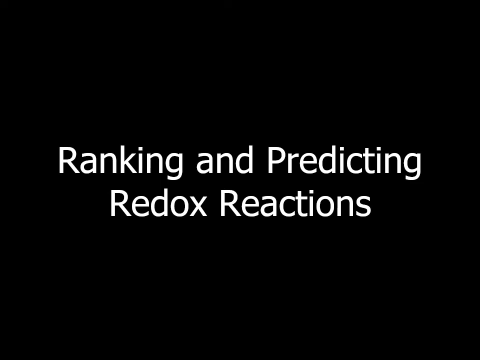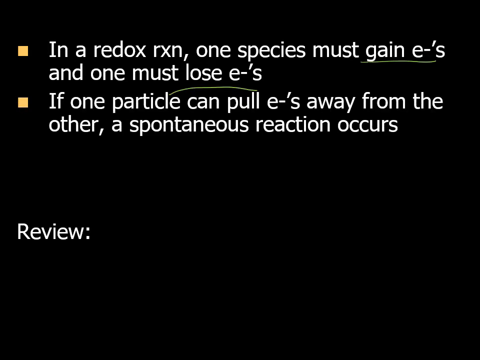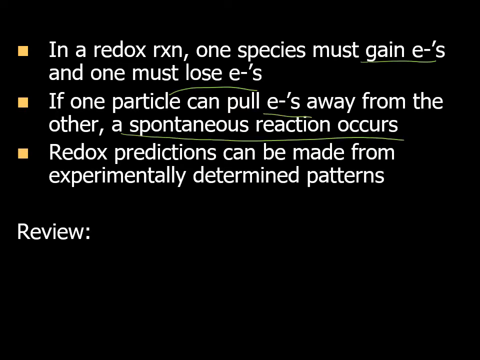Ranking and predicting redox reactions. So in a redox reaction, there's always going to be one species that is gaining electrons and always one that is losing electrons. Reduction is gain, oxidation is loss. If one of the particles is able to pull the electron away from the other, and it may not be just a single particle, but maybe a group of particles that are doing this, but as long as that electron transfer will happen on its own, it will be a spontaneous reaction.